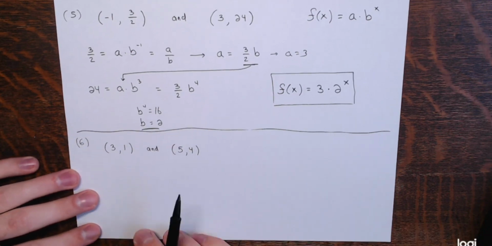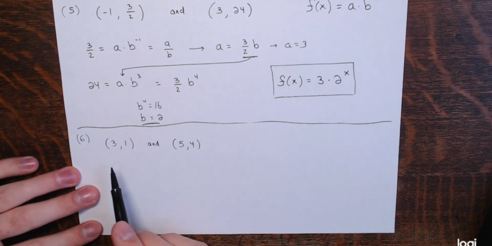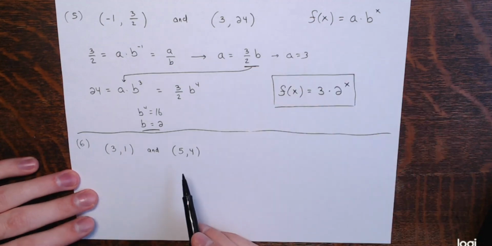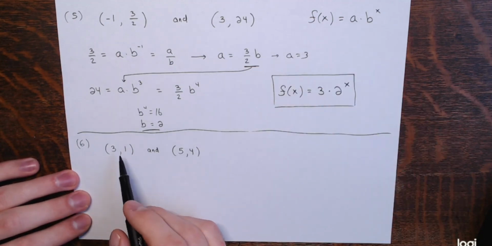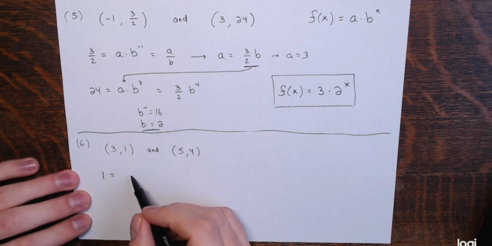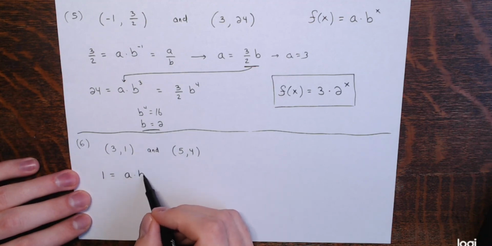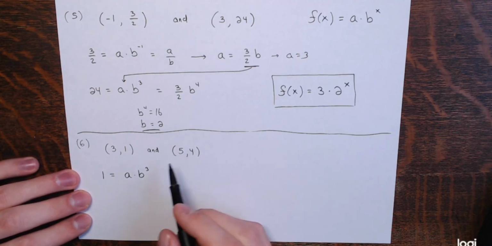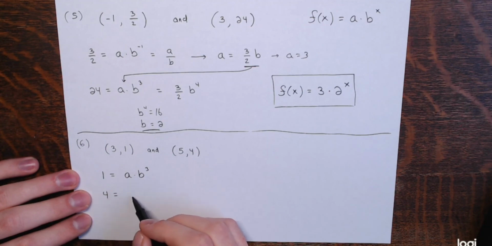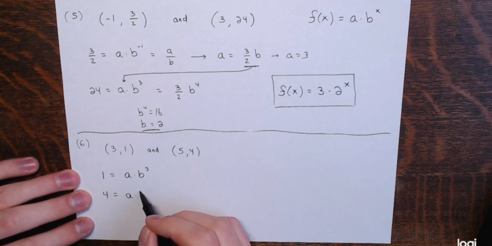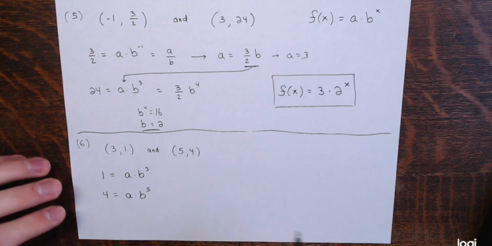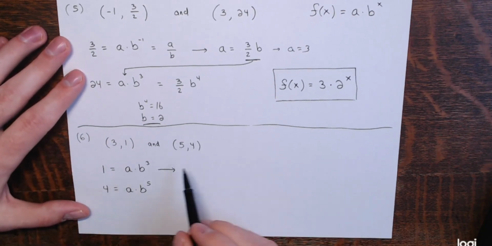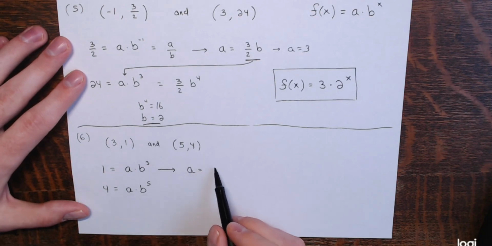Alright, and one final one here. So once again, we're looking at f of x equals a times b to the x, going through these 2 points. The point 3,1 is on there, so 1 is the output, 3 is the input. So 1 equals a times b cubed. And then the point 5,4 needs to be on it. So 4 is the output, 5 is the input, so 4 equals a times b to the 5th. Alright, and then just like all the others, I'm going to take the first equation. I'll just solve for a. a equals 1 over b cubed.